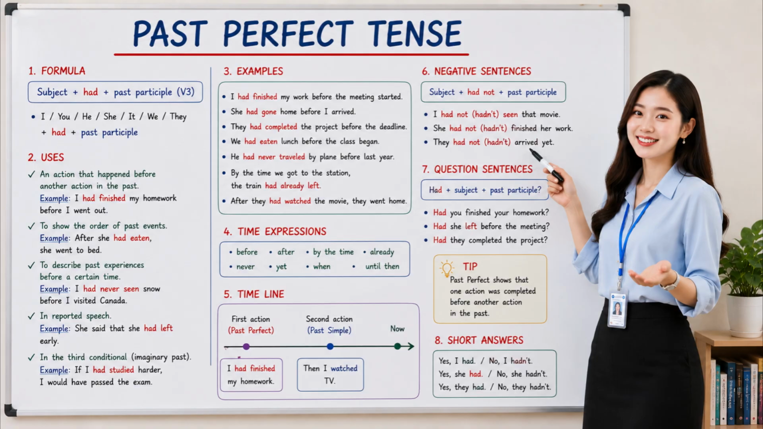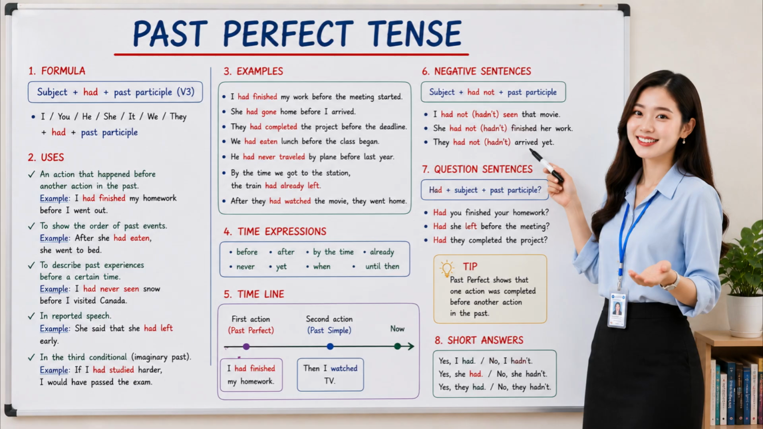Timeline. First action, past perfect. Second action, past simple. Example. I had finished my homework before I watched TV. 2. To show the order of past events. The past perfect makes it clear which action happened first.